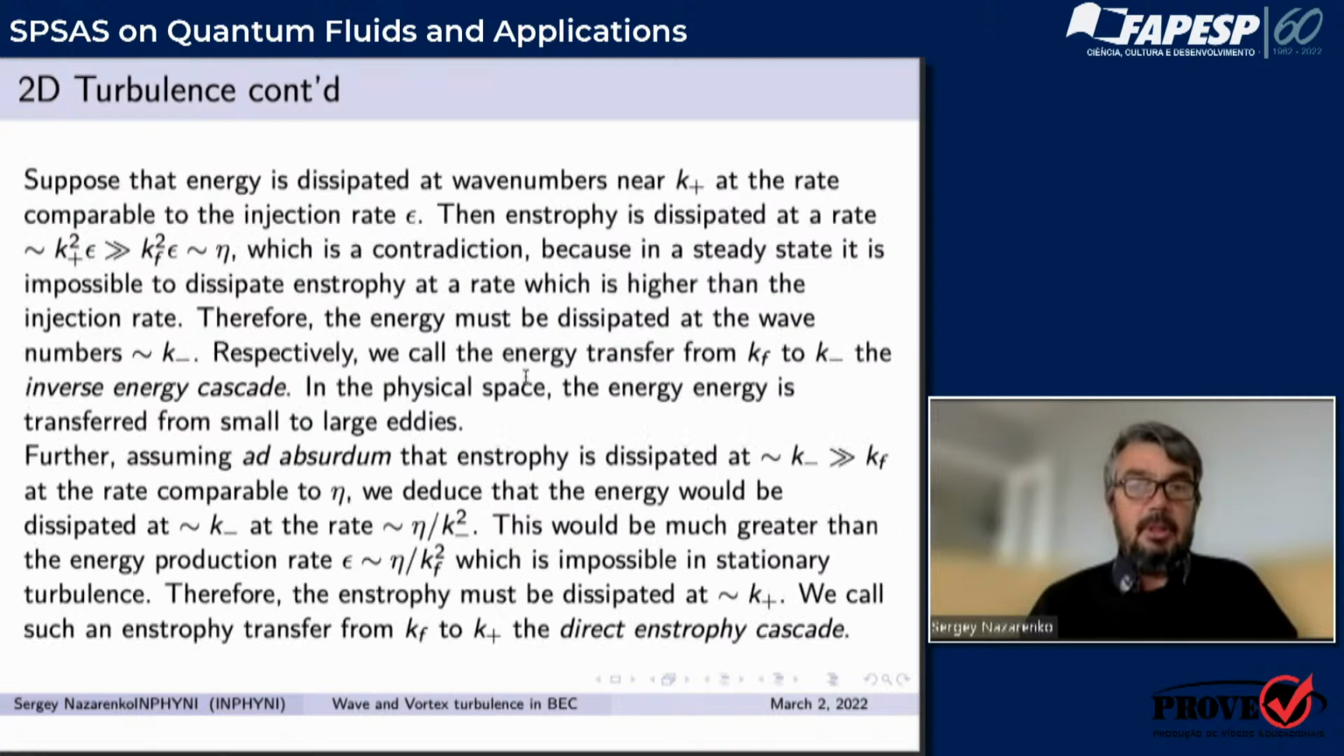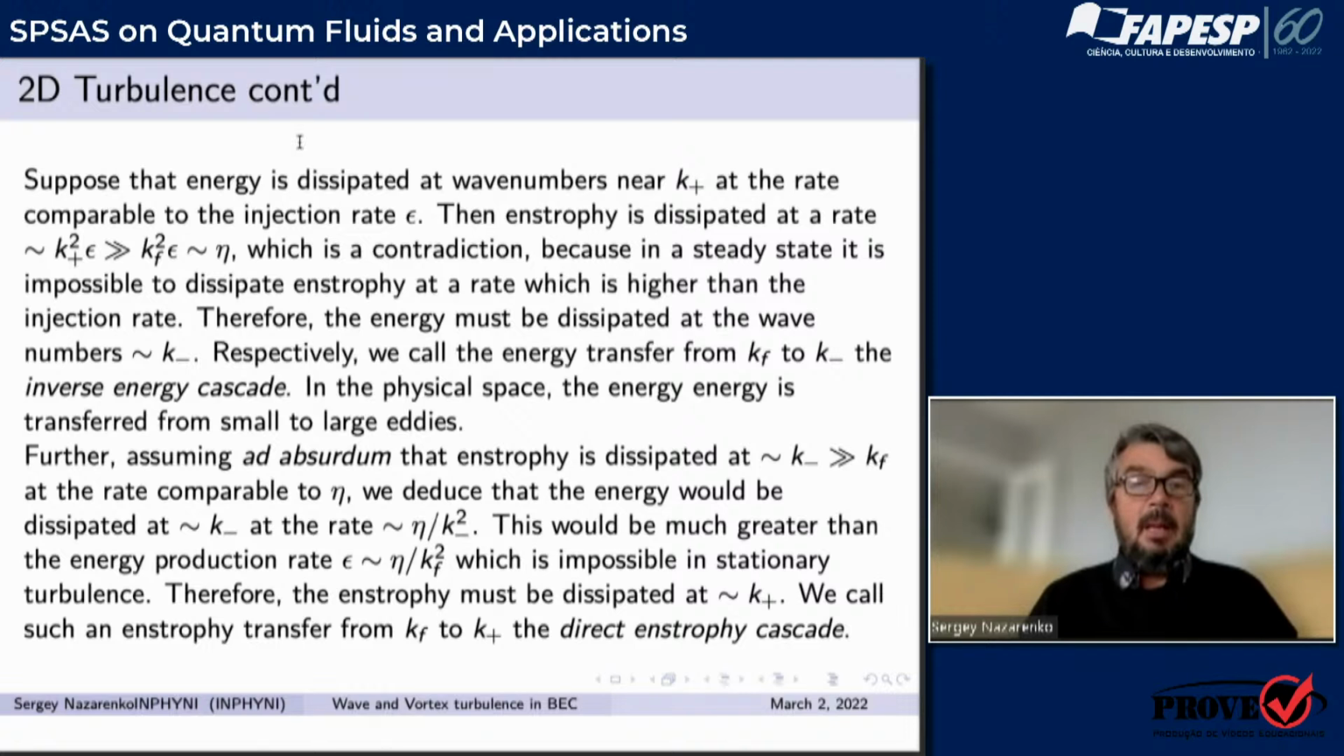And so now I will present you the so-called reductio ad absurdum argument, the argument where we suppose something which turns out to be not true. So suppose, by contradiction, that energy is dissipated. Suppose we reach a steady state. So we have forcing, injection, and dissipation, either at k plus or k minus, and we reach a steady state. And now we ask the question: where is the majority of energy dissipated? Where is the majority of entropy dissipated?